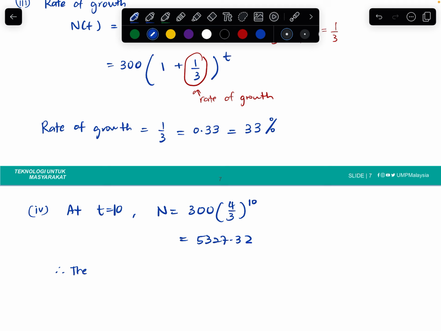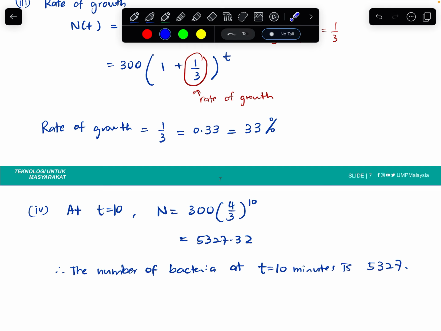And then you can write your conclusion. The number of bacteria at t equals 10 minutes is 5327. So in the conclusion, I ignore the decimal point because the number of bacteria should be a whole number. It is illogical to use a decimal point for the number of bacteria. So from this value, we round the number, and eventually the number of bacteria at t equals 10 minutes is 5327 as the final answer.